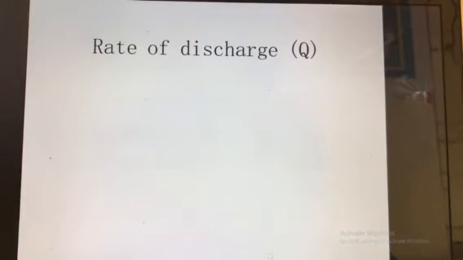Rate of discharge Q is defined by Q, and its unit is meter cube per second, as we have studied. Rate of discharge is defined as the quantity of fluid flowing per second through a section of a pipe or a channel. So this will be equal to area times velocity, as we have derived in our lectures.